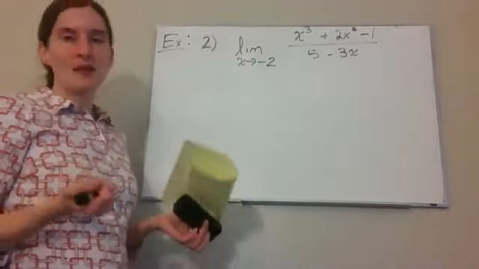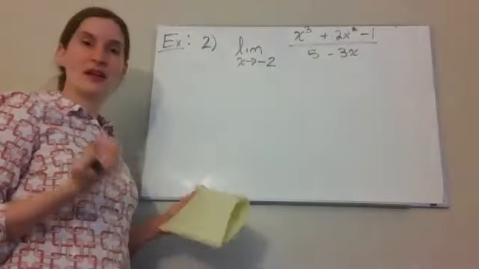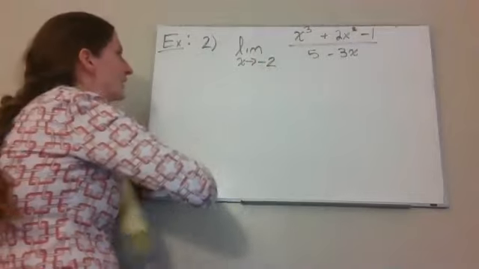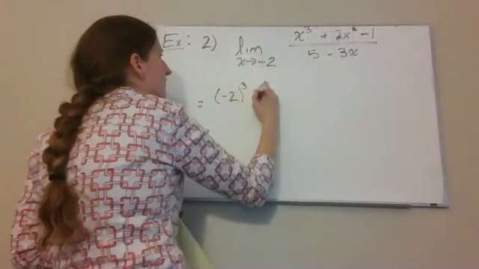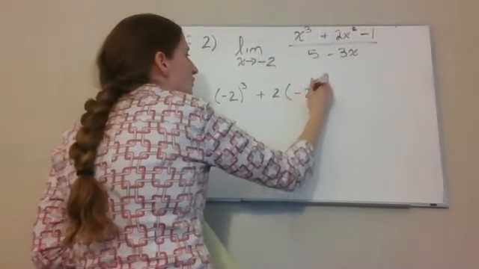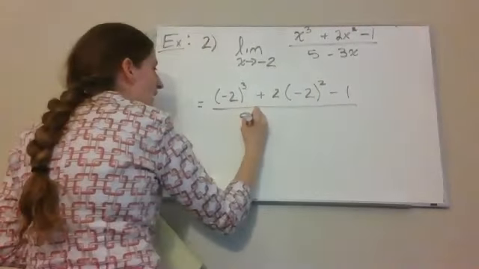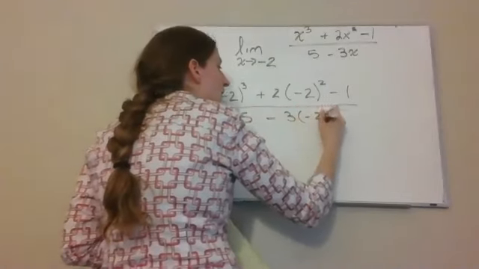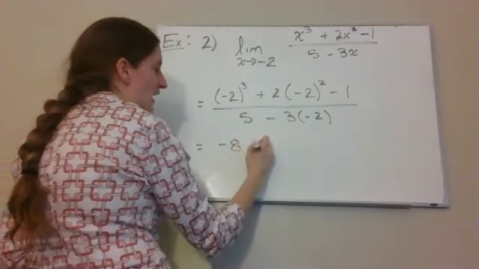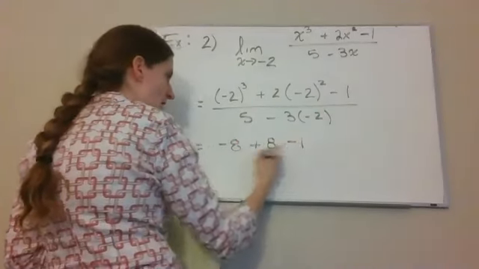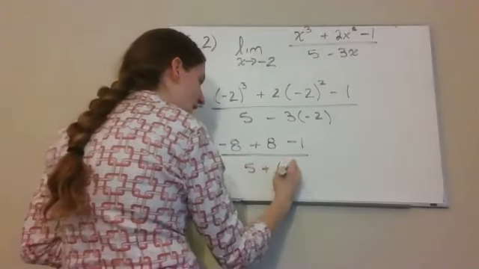So to evaluate this limit, I'm going to do that very first thing that we should always try, which is, again, just plug that number in and see if it works. So I'm going to plug in a negative 2 and see what happens. So plug in negative 2 for every single x. And let's see what happens. So on the top, I have a negative 8 and a positive 8 and a minus 1. And in the bottom, I have 5 and plus 6.